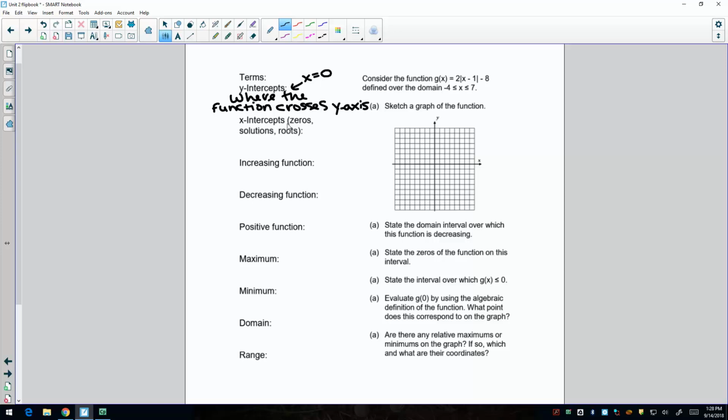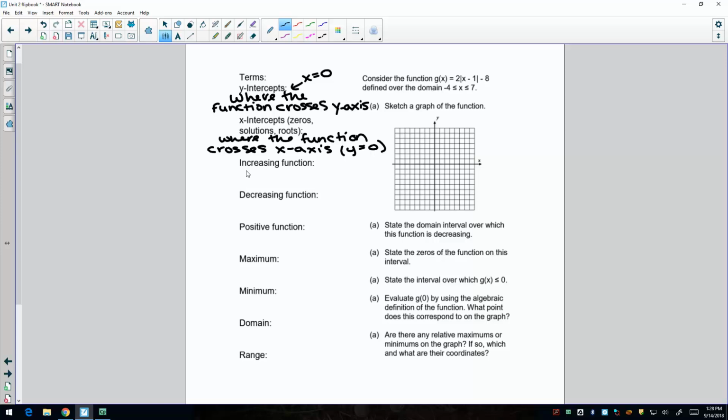The x-intercepts, also known as the zeros or the solutions or the roots, that's simply where the function crosses the x-axis. And similarly to the y-intercepts, with the x-intercepts, the y will always be 0, always. So the y-coordinate of the x-intercepts will always be 0.